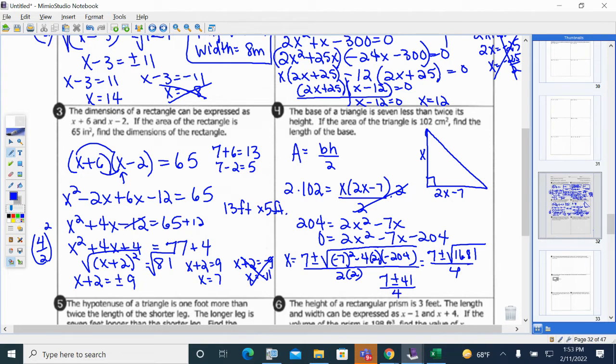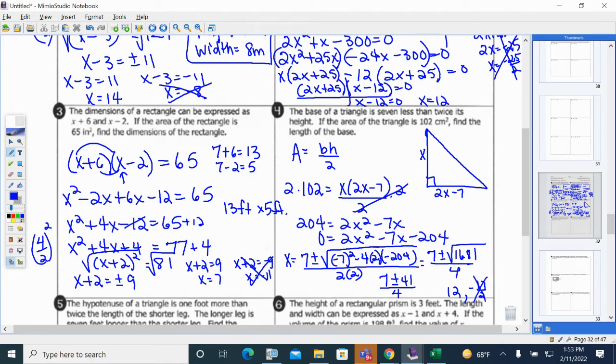So 7 plus 41 divided by 4 is going to give us 12. And I can already tell this next one's going to be negative. 7 minus 41 is negative 34, divided by 4 is negative 17 over 2. So of those two answers, which one's going to work? The 12. X in this instance cannot be negative.